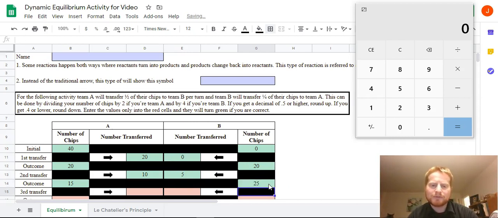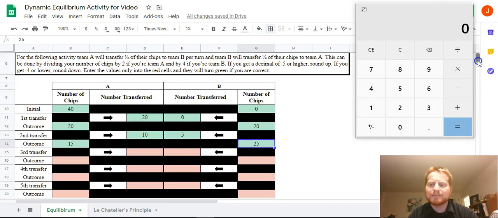Another way you can look at this if you're really fast with your math is, A lost 5 more than it gained, and then B gained 5 more than it lost, if you happen to see that. Otherwise, we'll just keep going on the same way.